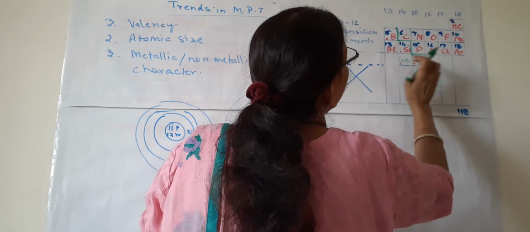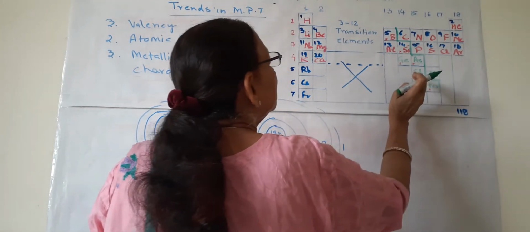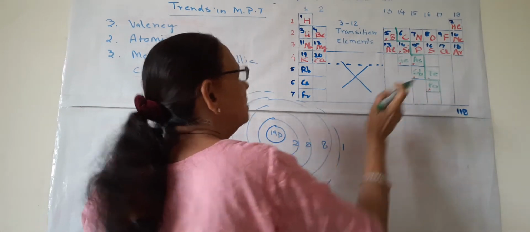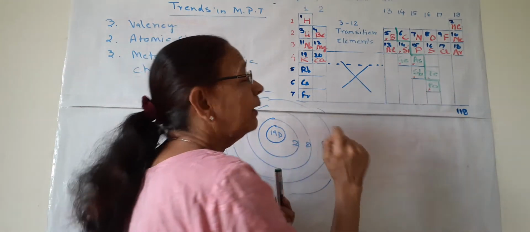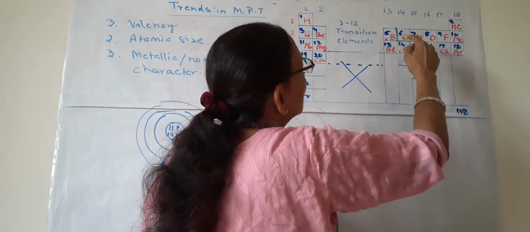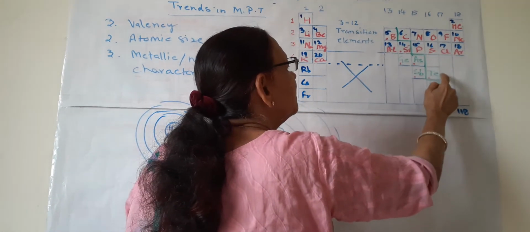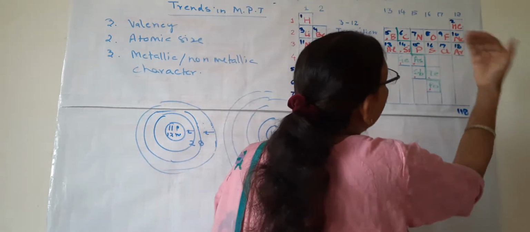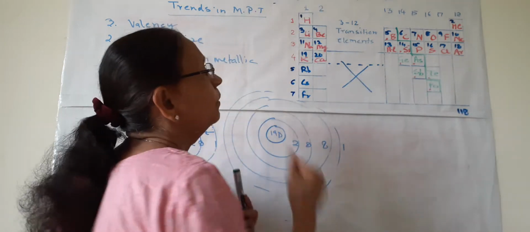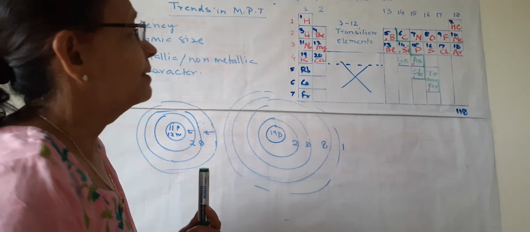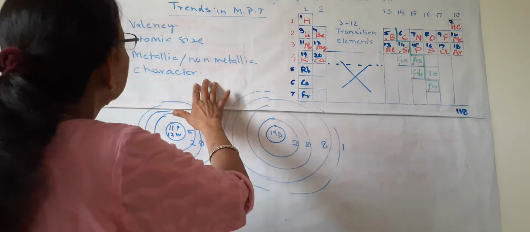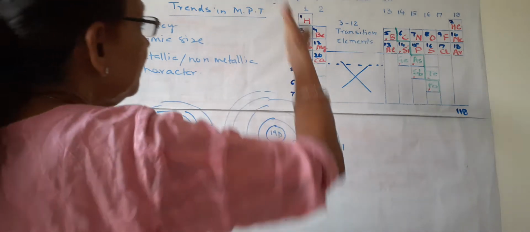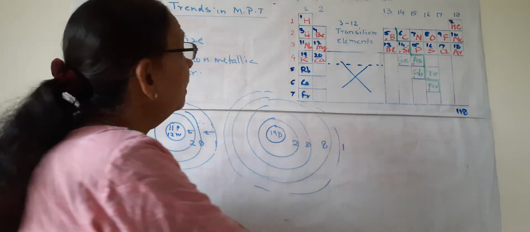So 1, 2, 3, 4, 5, 6, 7. These have quite some little metalloid quality and property, but boron, silicon, germanium, arsenic, antimony, tellurium, and polonium, these are metalloids, and on the right of these are non-metals, and on the left of these are metals. So we are discussing the metallic and non-metallic characters along the period and down the group.